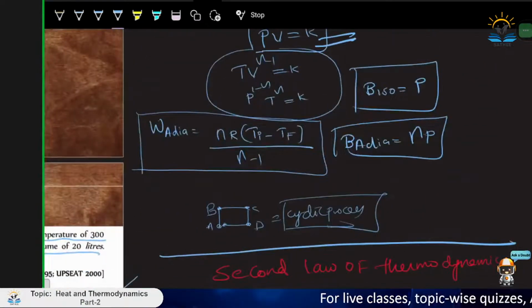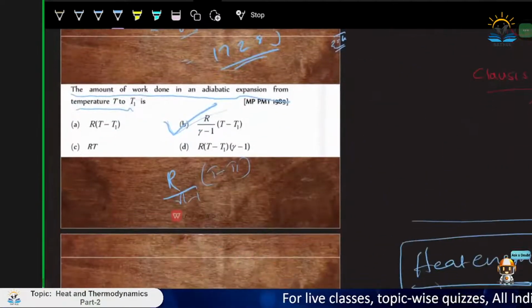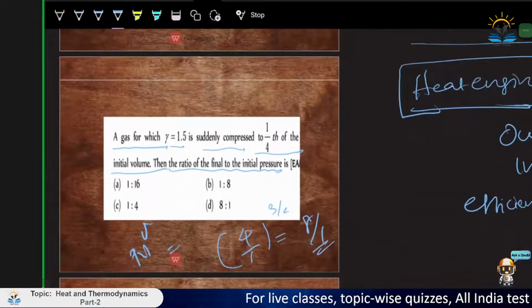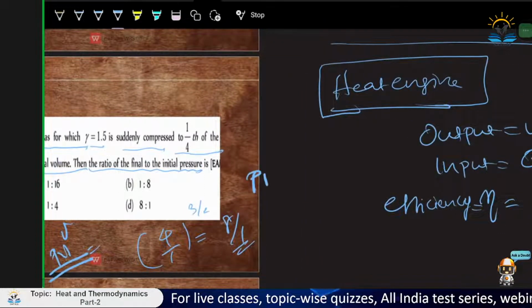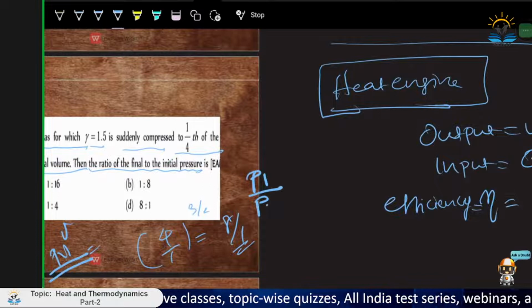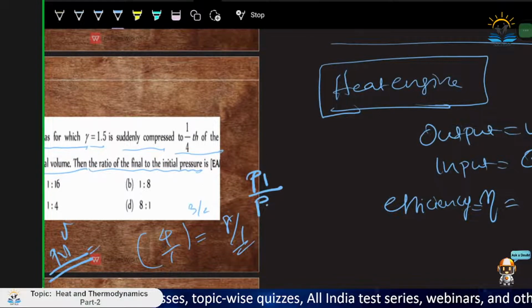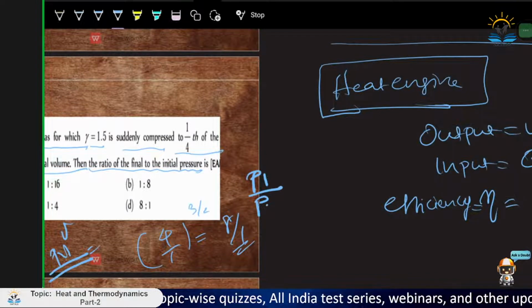PV to the power gamma is a constant. So we can write P1 by P2. The ratio final to initial, so P2 by P1.